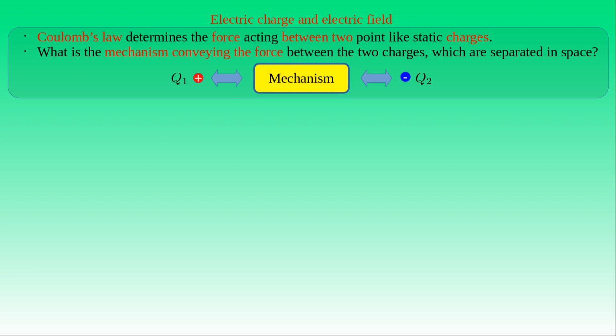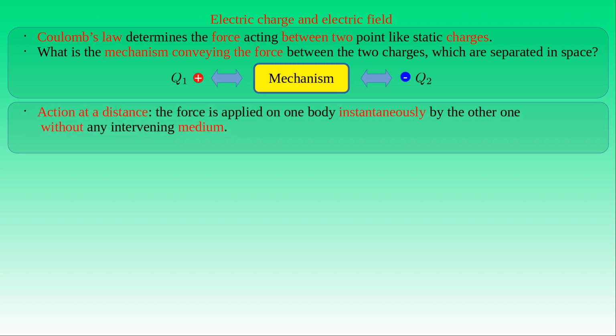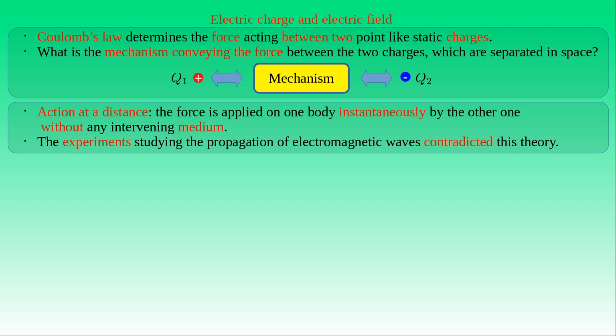Historically, action at a distance was one of the possible explanations of this phenomenon, stating that the force is exerted on a body instantaneously by another one without any intervening medium. This theory was applied for both gravitational force and electrostatic force. However, the results of the experiments studying the propagation of electromagnetic waves contradicted the theory of action at a distance.